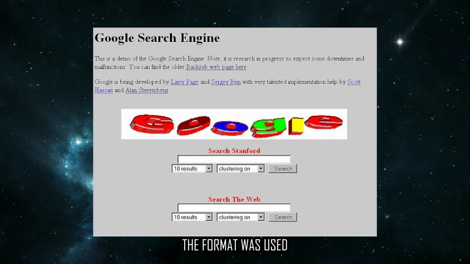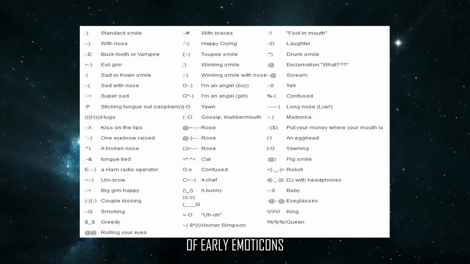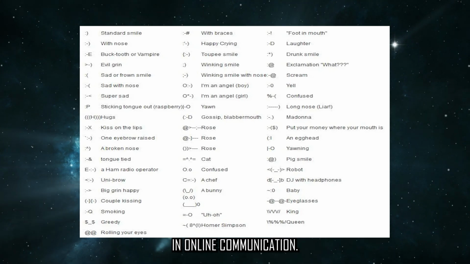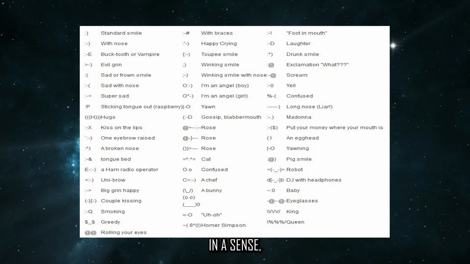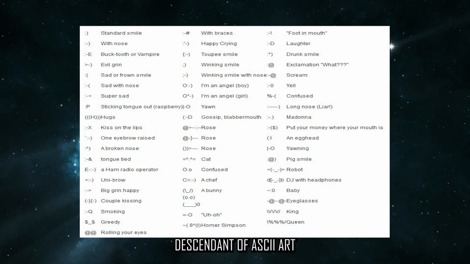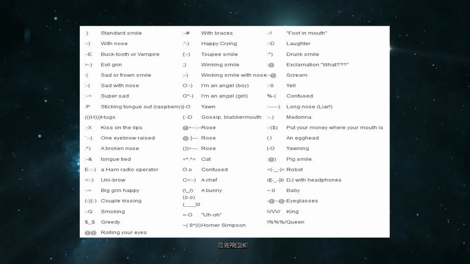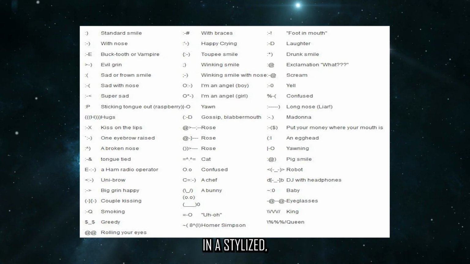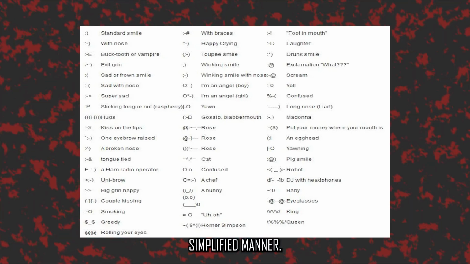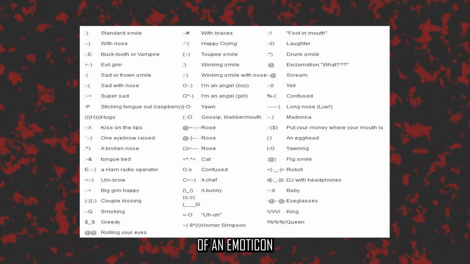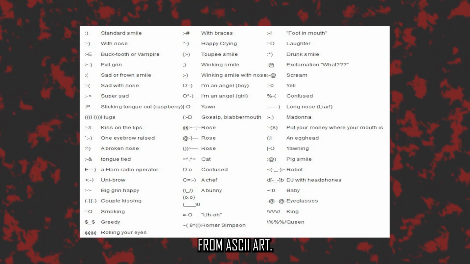Moreover, the format was used in the creation of early emoticons, those text-based symbols that represent emotions in online communication. In a sense, emoticons are a direct descendant of ASCII art, as they use the same basic principles of text encoding to represent human expressions in a stylized, simplified manner. The smiley face remains the most iconic example of an emoticon that originated from ASCII art.